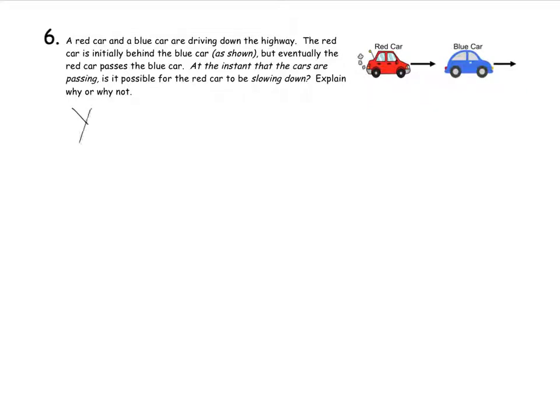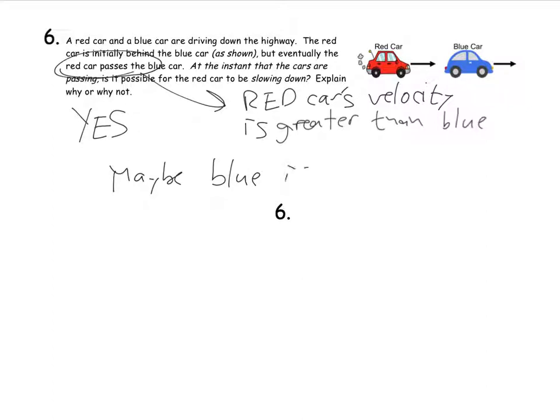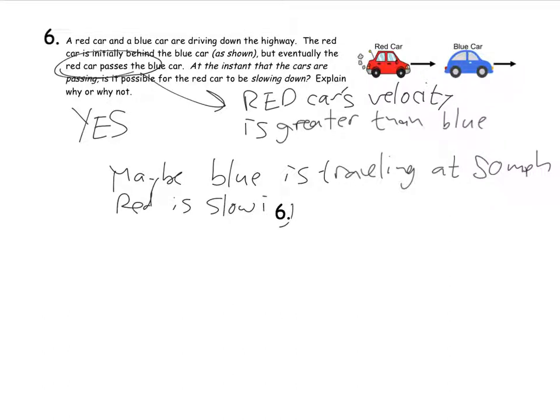So the answer here is yes, this is possible. In order for the red car to pass the blue car, all we can say is that the red car's velocity is greater than the blue car. That's what needs to happen in order to pass someone. You must be traveling faster than them. It says nothing about your acceleration. So if we want an example, maybe the blue car is traveling at 50 miles an hour and the red is slowing down from 70 to 60.